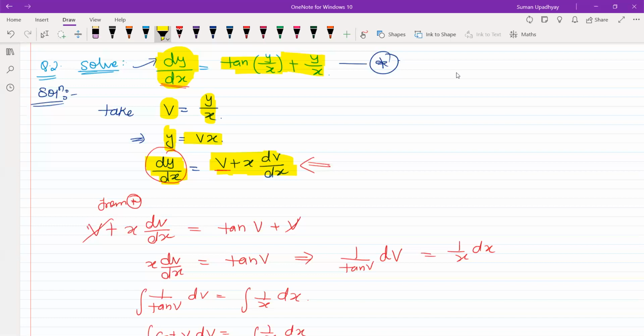Now substitute all these things in equation number star. On the left hand side, in place of dy by dx, I will write v plus x dv by dx, and the right hand side will become tan v plus v. Now you can see v and v are getting cancelled. You'll be left with this. Is this clear?